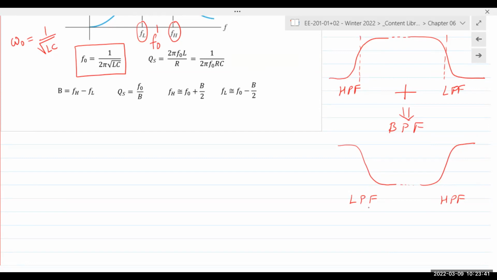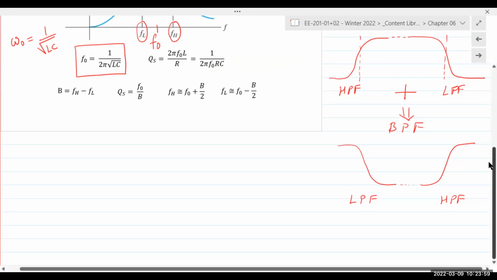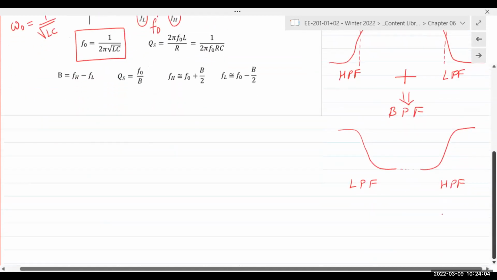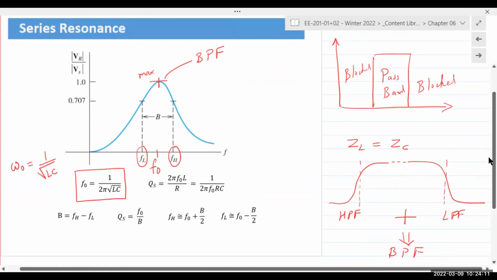You can put a high pass before a low pass. You can put a low pass before a high pass. But what matters is the value of these frequencies. Those frequencies depend on the values of the components, right? We saw it in the first order filters. We take two of those filters together, we cascade them, and we get a series resonant circuit. So this would be a band stop filter.